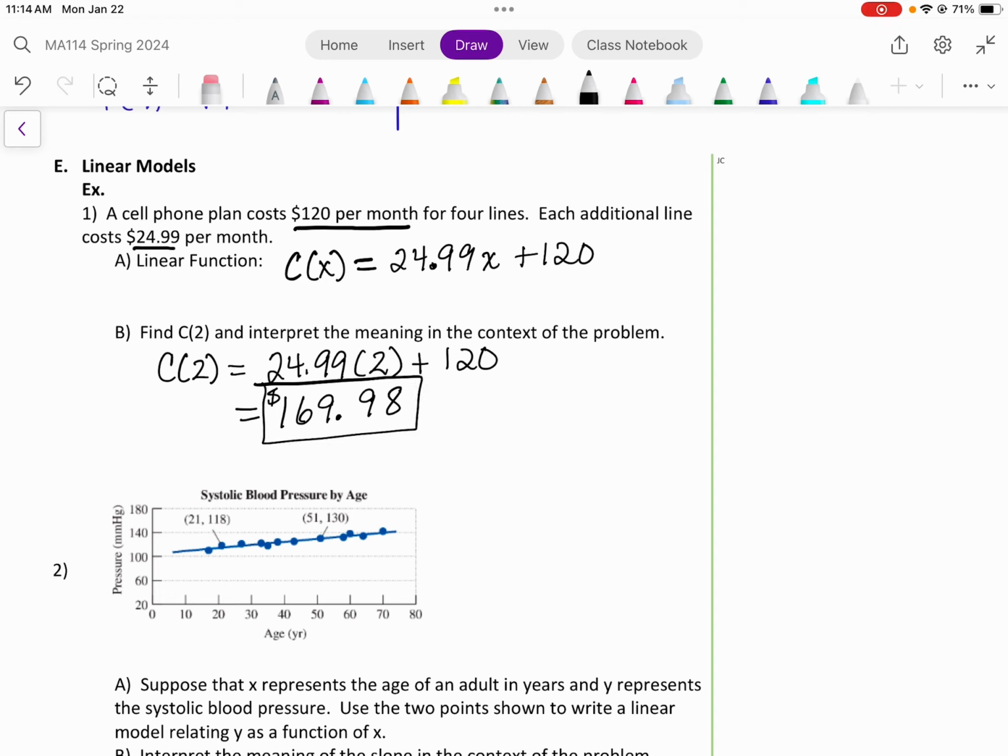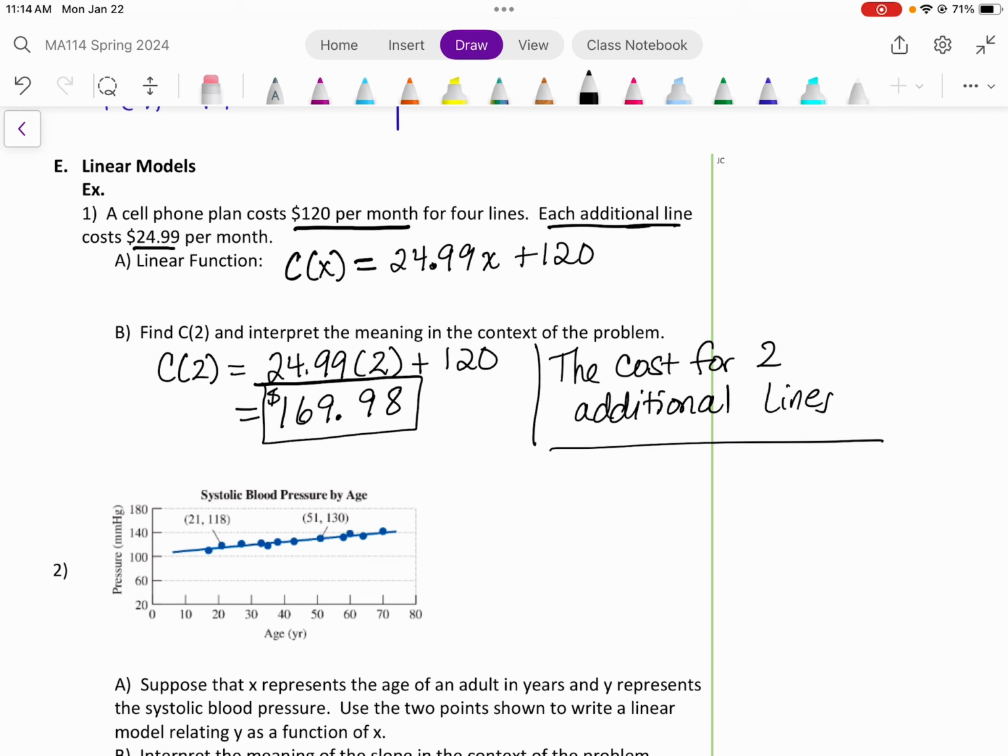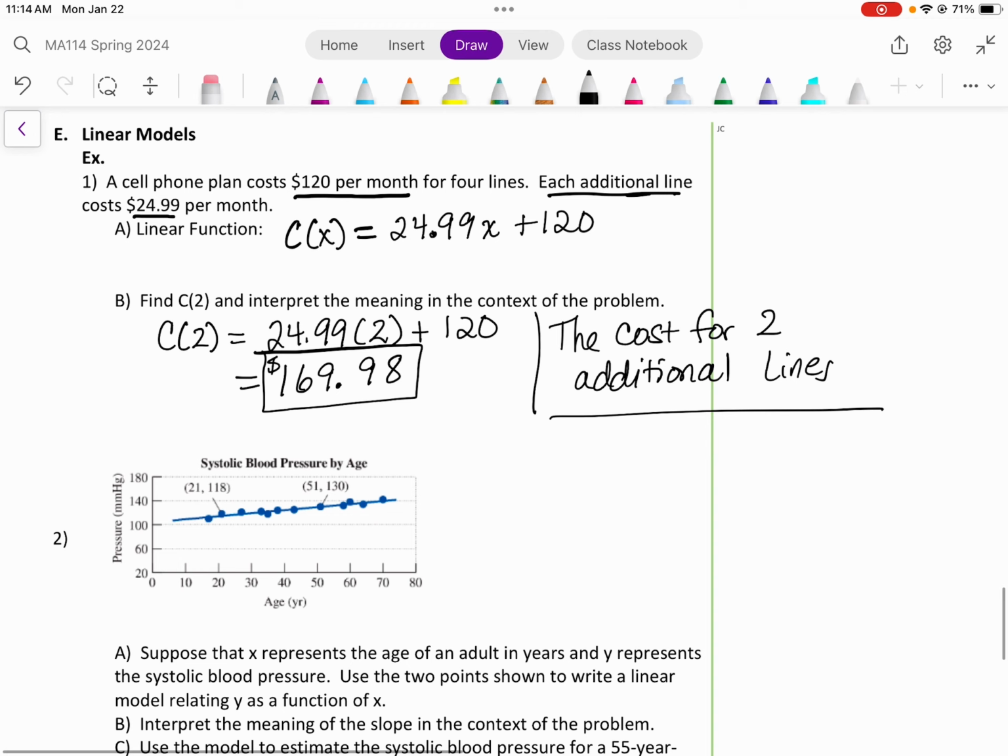All right, what does that mean? So if I'm plugging in 2, that means I'm plugging in 2 for x, and that means I have 2 additional lines. So this is the cost for 2 additional lines. So this is what you're going to pay for 1 month of service for 2 additional lines. So basically you have 6 lines altogether.